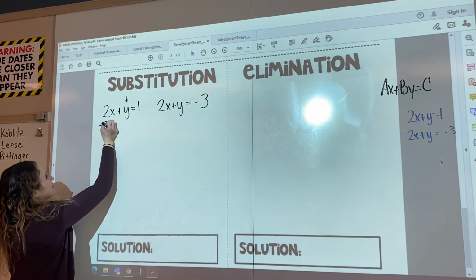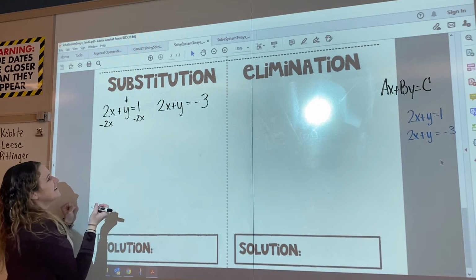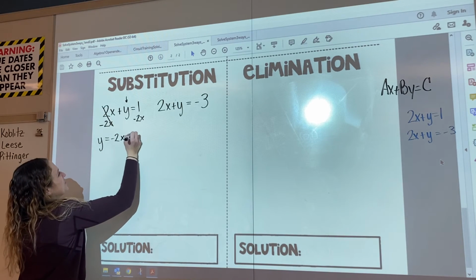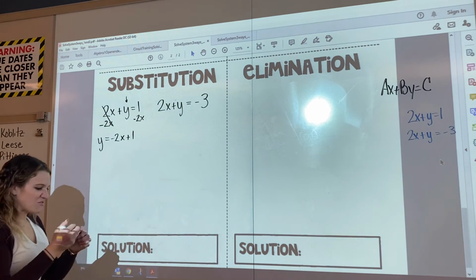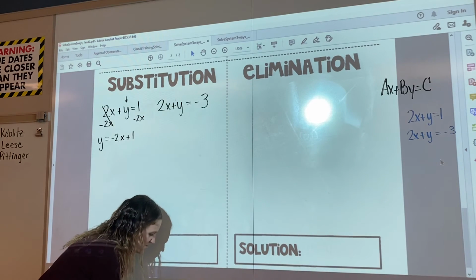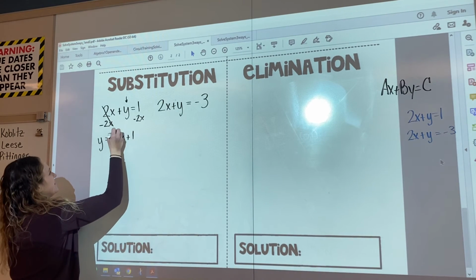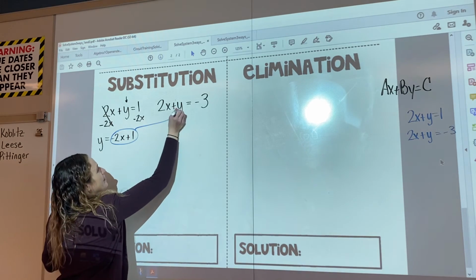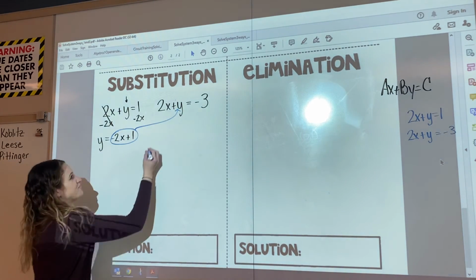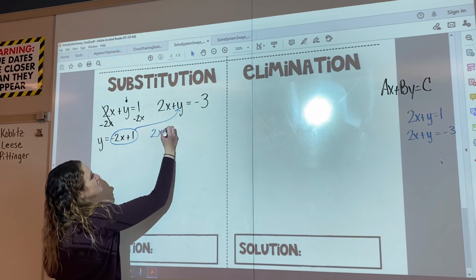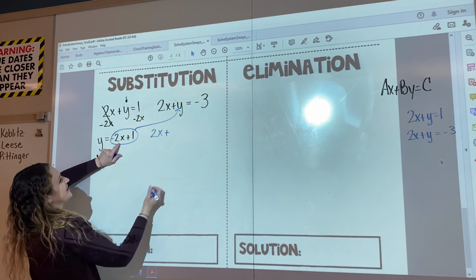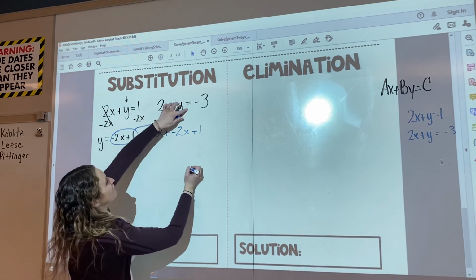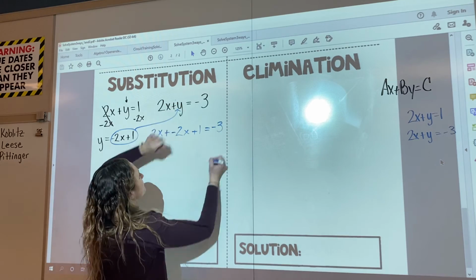To get rid of the 2x, I'm going to subtract it on both sides. That's going to leave me with y equals negative 2x plus 1. All right, I got what y equals. Now I need to substitute that into the other equation for the y. So I'm going to draw my arrow and then substitute it in. Right below I have 2x plus, that's where I'm going to put this guy in. Negative 2x plus 1, going right back up here, equals negative 3.